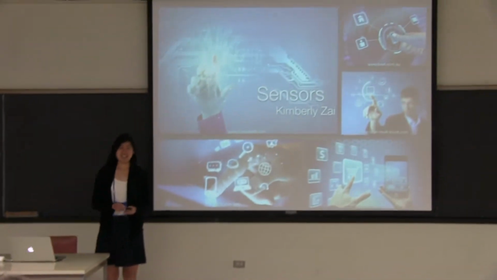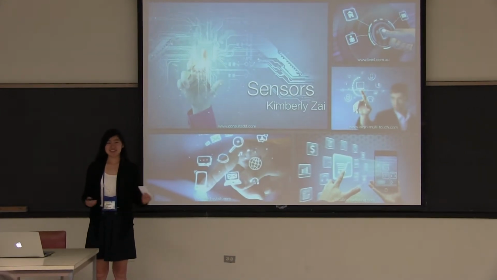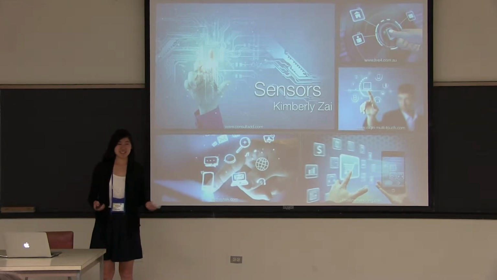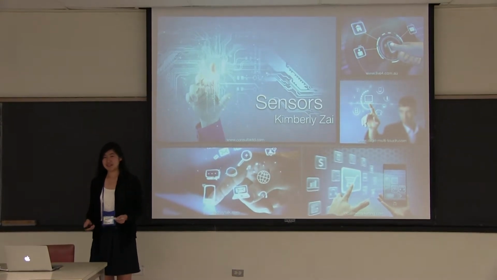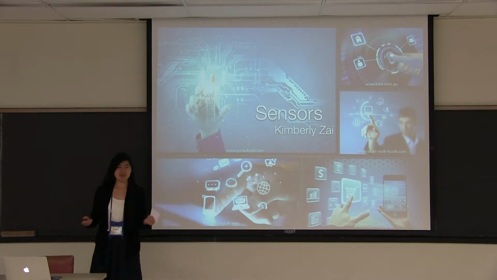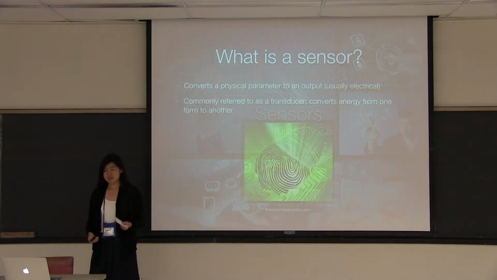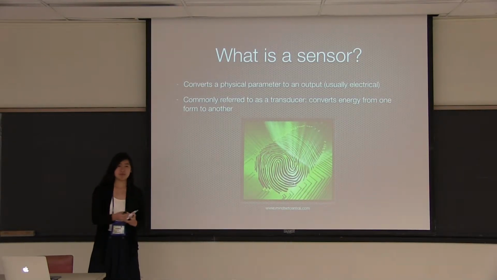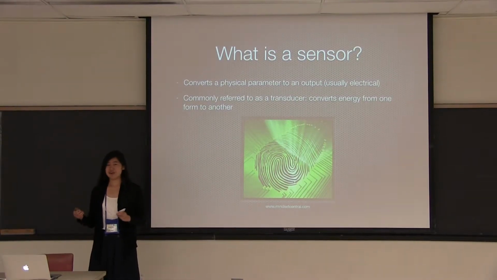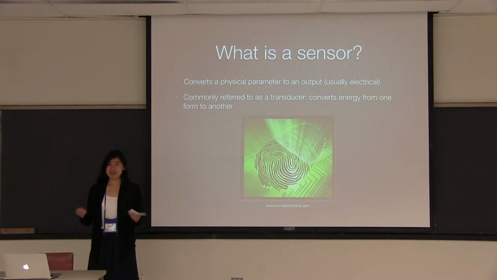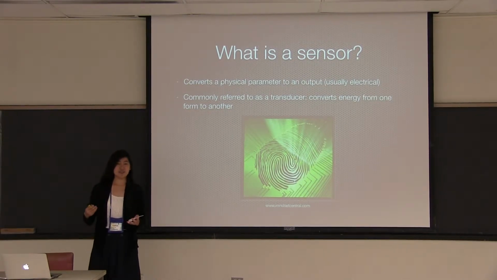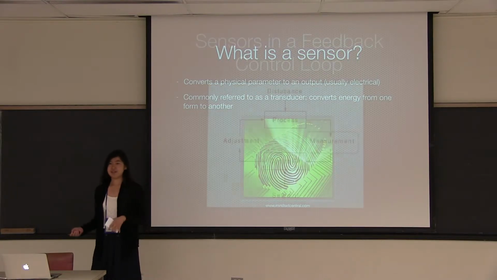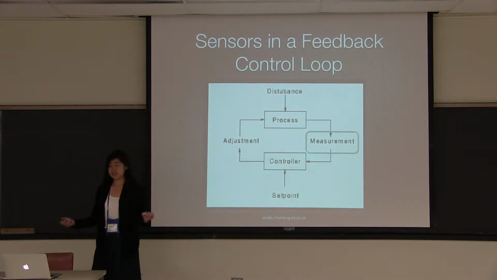Hello, my name is Kimberly Zai, and today I'm going to talk about sensors. Now, sensors can be found everywhere in life, and they can range from something as simple as a thermometer to something as complex as a fingerprint scanner. So the question is, what exactly is a sensor? A sensor is basically a device that is able to convert a physical parameter to an output. This usually takes the form of an electrical signal, or it can be a visual sign. They're also commonly referred to as transducers because they're able to convert energy from one form to another, like converting a physical thing to an electrical signal.